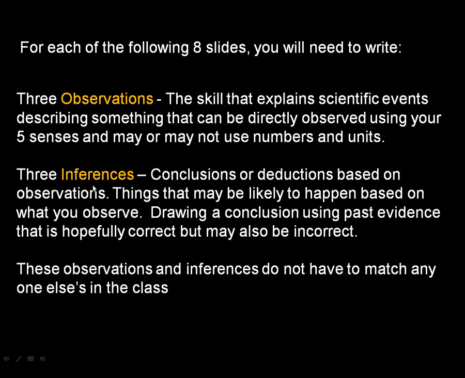They're also going to make 3 inferences, and these are conclusions or deductions based on the observations. They're things that are likely to happen based on the observations that they made, and they're going to be drawing conclusions that may be using past evidence that is hopefully going to be correct, but also has the possibility of being incorrect. These observations and inferences do not have to match anyone else in the class.